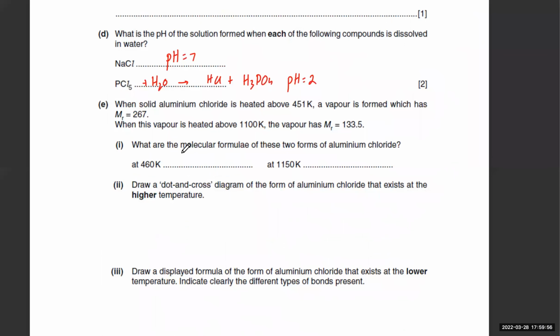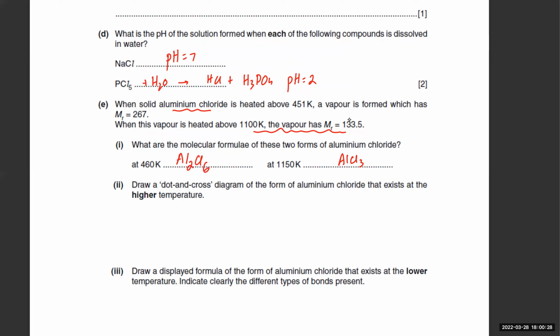Then the dimerization of aluminum chloride is saying that at 1100 kelvins, the vapor, he's talking about aluminum chloride, has an Mr of 133.5. So that would mean 1 Al and 3 Cls. But at 451 kelvins, the Mr is 267. That means it has doubled. So that means it has formed a dimer, which is that two molecules have joined together to form Al2Cl6. And he's asking for the dot and cross diagram for that.